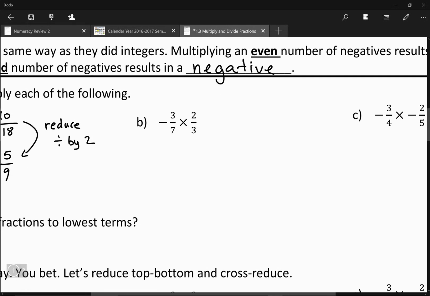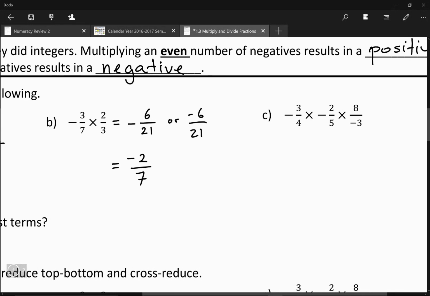Negative 3 over 7 times 2 over 3. So if I multiply the numerators, 3 times 2, I get 6. If I multiply the denominators, 7 times 3, I get 21. And don't forget about your negative sign, so negative 6 over 21. Or you can put the negative sign with the numerator and say negative 6 over 21. And don't forget to reduce. So if I divide the top and the bottom by 3, I can express this as negative 2 over 7. So negative 2 over 7.